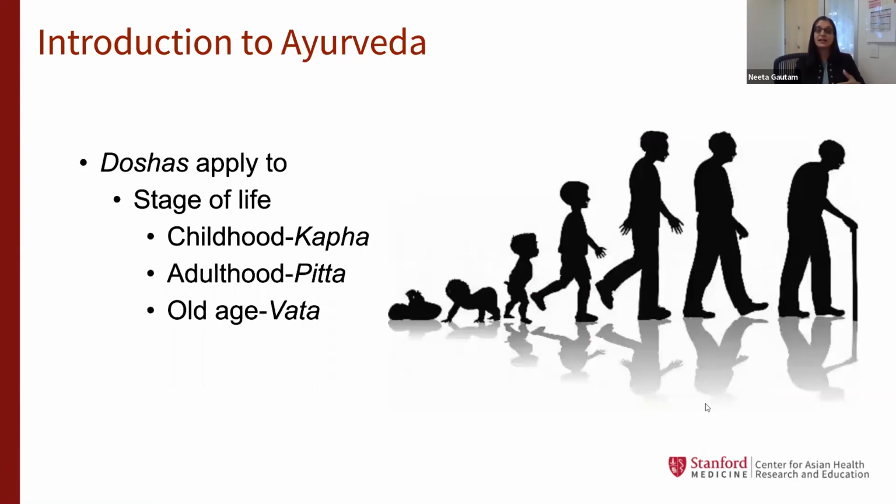Doshas also apply to our stages of life. So as a young child, Kapha is predominant. That's the stage of life when we are growing and building our structure, we're getting taller and bigger and stronger. That's where Kapha is predominant.